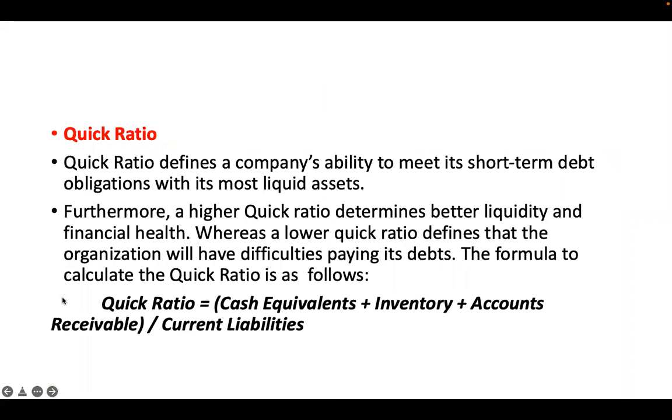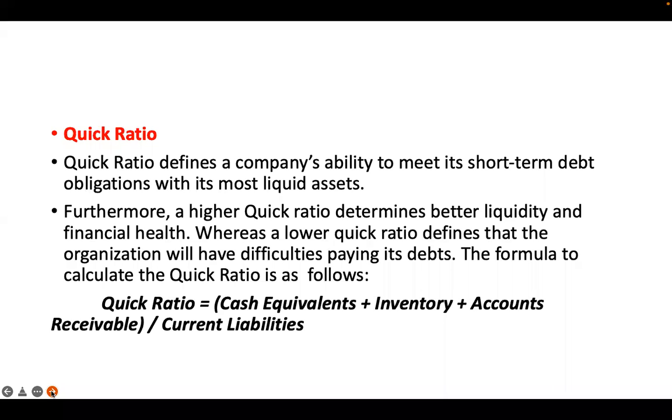After the current ratio, this is the quick ratio. What is the quick ratio? The quick ratio defines a company's ability to meet its short-term debt obligations with its most liquid assets. Furthermore, a higher quick ratio indicates better liquidity and financial health, whereas a lower quick ratio means the organization will have difficulties paying its debt. The formula to calculate the quick ratio is as follows.